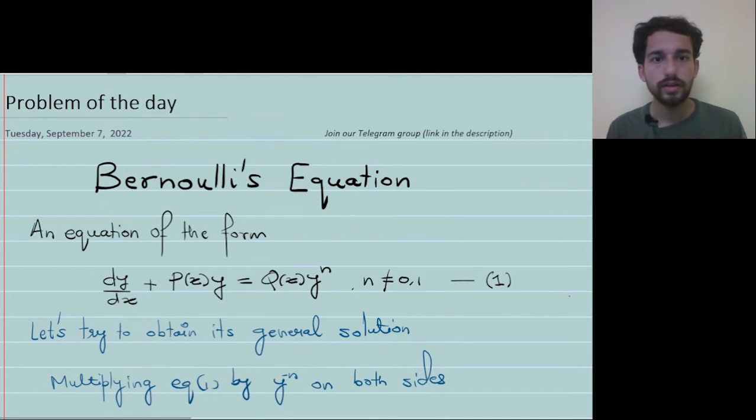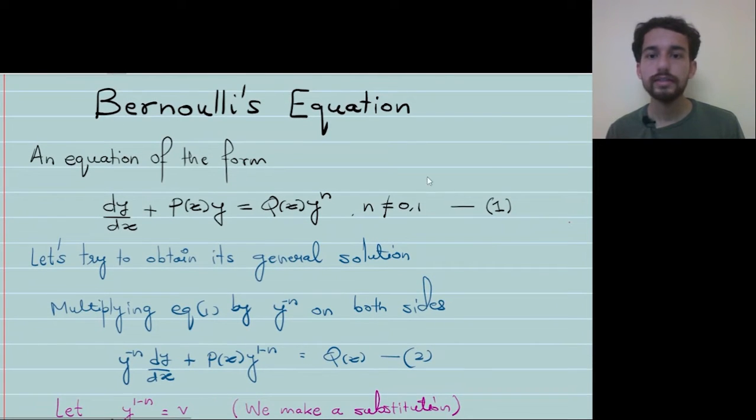We say an equation of the form, try to see here what I have marked by equation 1: dy by dx plus p(x) into y equals q(x) times y to the power n, where of course this n cannot be equal to 0 or 1. Such a differential equation is said to be a Bernoulli's differential equation.